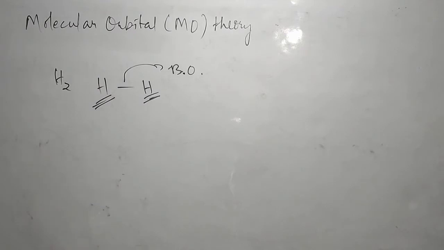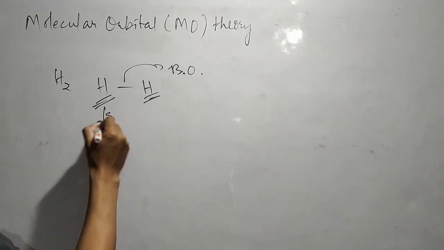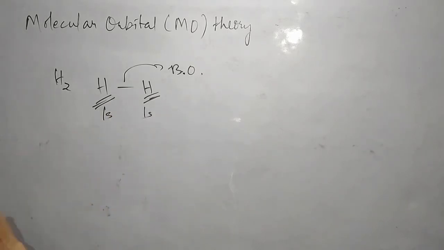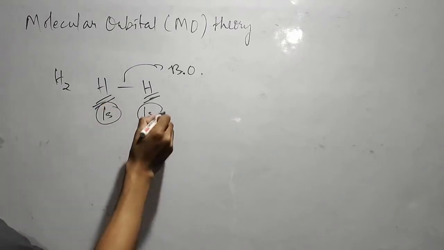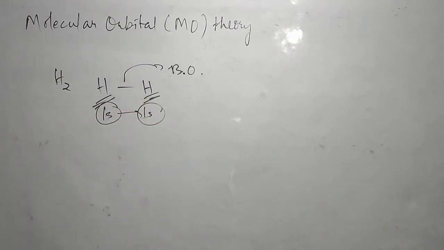During the combination, only those atomic orbitals will combine with each other which have the same or nearly equal energies. So if this is 1s, then this also should be 1s. These two have the same energy, therefore they will combine.